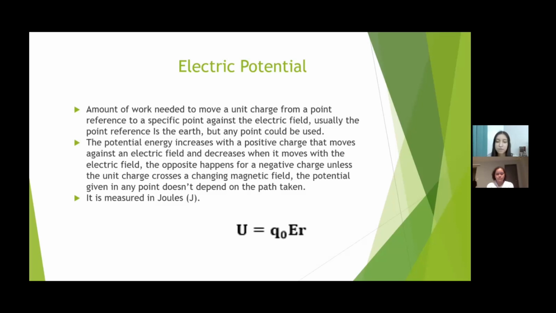Here we can see the formula that tells us that electric potential is obtained by multiplying the test charge times the electric field intensity times the distance between these mentioned points. And well, the potential energy increases with a positive charge that moves against an electric field and decreases when it moves with the electric field. The opposite thing happens for a negative charge, unless the unit charge crosses a changing magnetic field. The potential given at any point doesn't depend on the path that it takes.